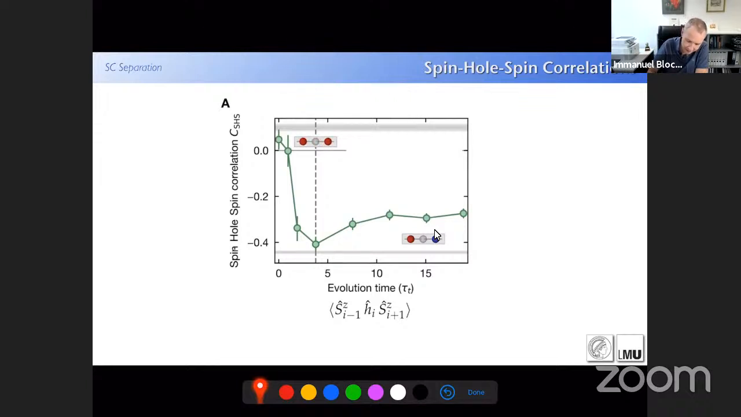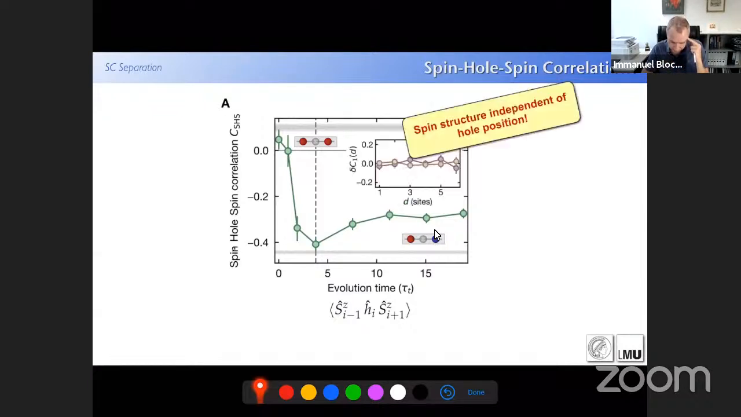that you had. And then, as you let the system evolve, you basically go to a negative value, and then you settle to some negative background value of the spin correlations around that hole. So that really is direct proof that you've removed that spinon from the holon, and you have this deconfinement phenomenon that I introduced to you before.